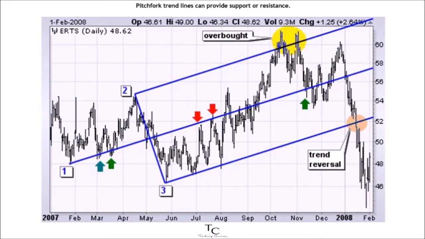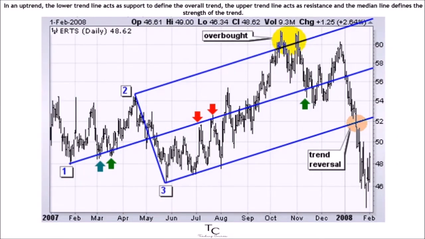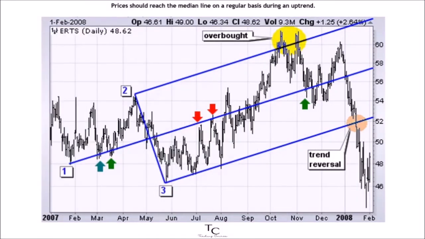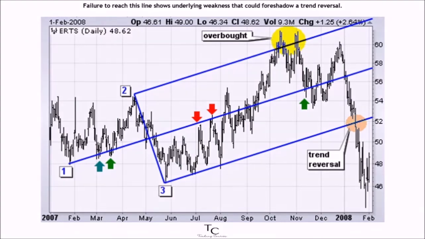Pitchfork trend lines can provide support or resistance. In an uptrend, the lower trend line acts as support to define the overall trend. The upper trend line acts as resistance and the median line defines the strength of the trend. Prices should reach the median line on a regular basis during an uptrend. Failure to reach this line shows underlying weakness that could foreshadow a trend reversal.